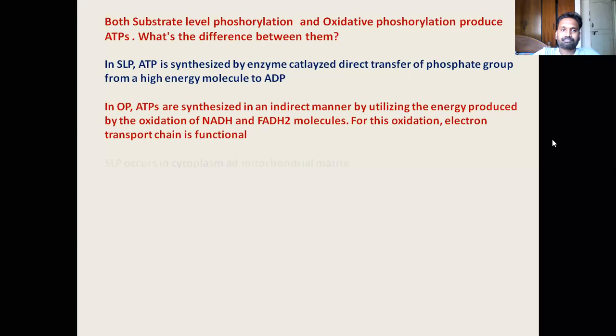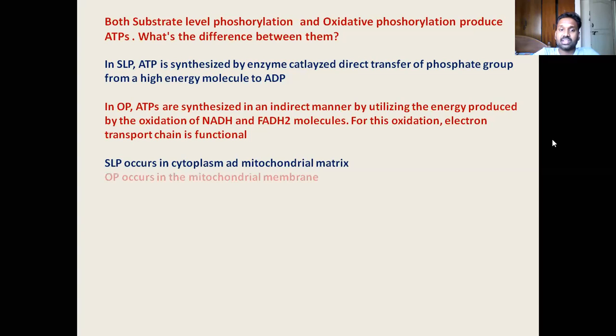And where do they occur? Yeah, substrate level phosphorylation occurs in cytoplasm. It occurs in cytoplasm as well as in mitochondrial matrix. That's the inner core of mitochondria, the cavity which is filled with fluid, that is called mitochondrial matrix. It occurs in both sites. But what is the site of oxidative phosphorylation? There is an exclusive site, is it not? It doesn't occur anywhere in the cell except in the mitochondrial membrane, where the electron transport system is situated. Is it not? Particularly the inner membrane of mitochondria, the cristae, there the oxidative phosphorylation occurs.